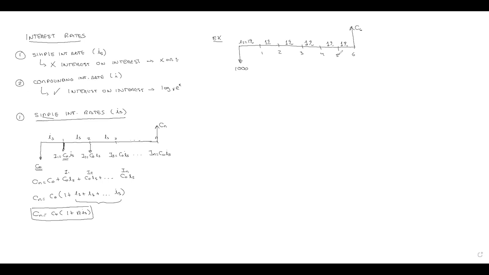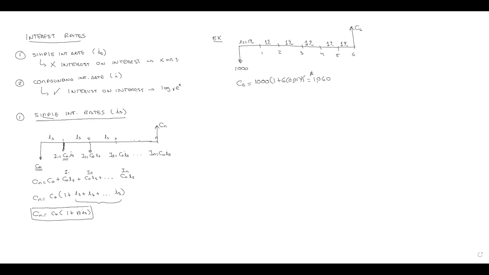This is an easy example, right, guys? So my C6 is going to be simply C0, 1,000, that multiplies 1 plus N is equal to 1. How many times I need to repeat this one here? Six times. 6 times 0.01. Correct? So this is 6%. So this is going to be 1,060. Agree with me? Okay, yes. And so this is your answer.